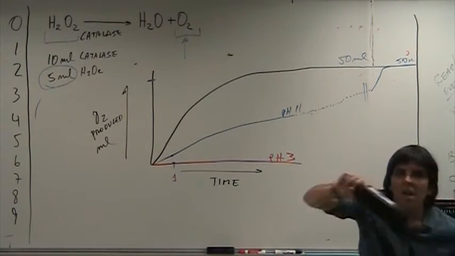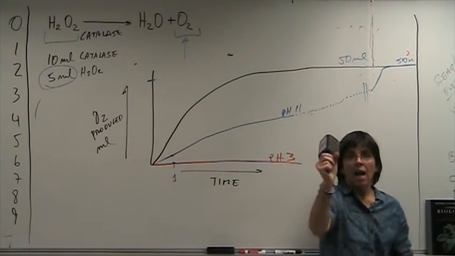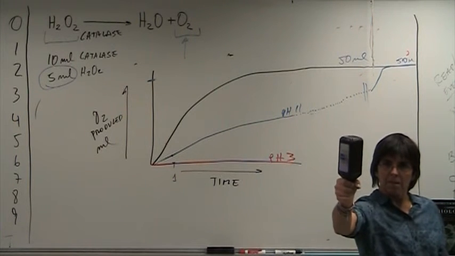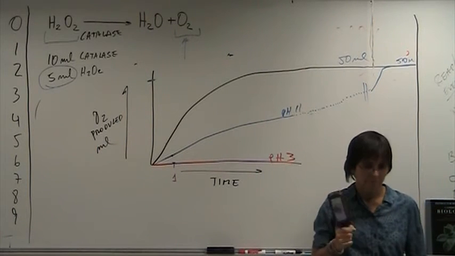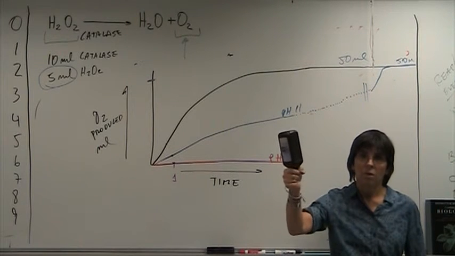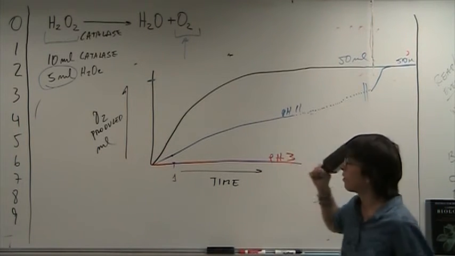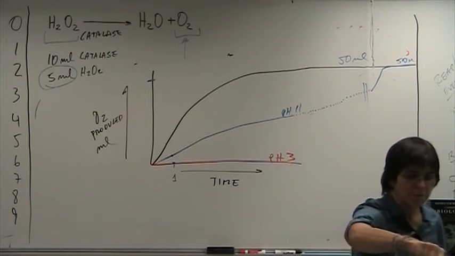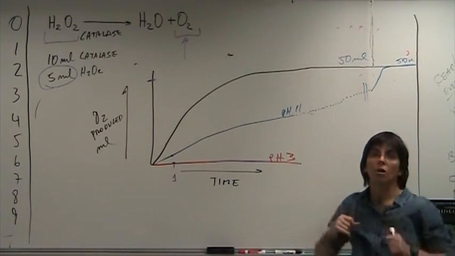What happens if instead of 5 mLs of hydrogen peroxide, you do it with 10 mLs of hydrogen peroxide? What would happen to the amount of oxygen produced? It would double. Twice as much oxygen. What happens if instead of 5 mLs, I use 2.5 mLs of hydrogen peroxide? What happens to the amount of oxygen? Also, it's going to decrease.